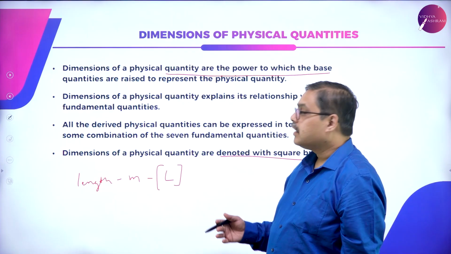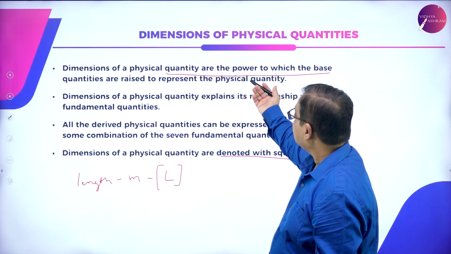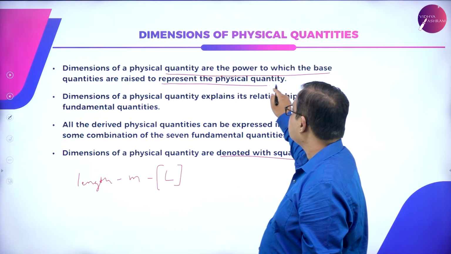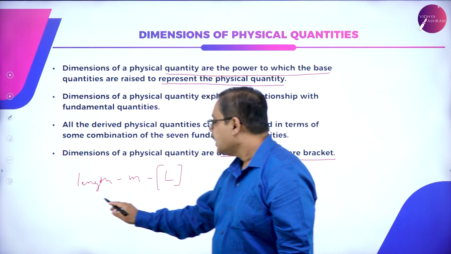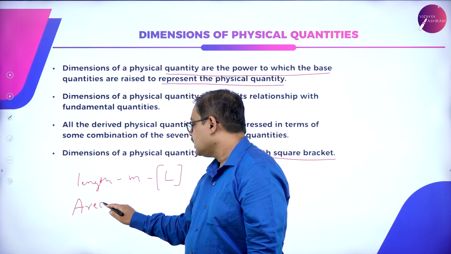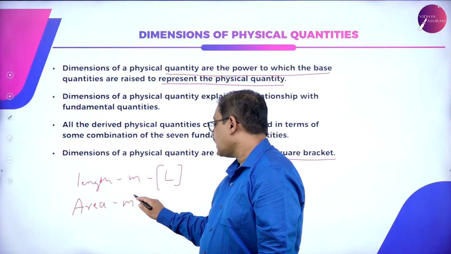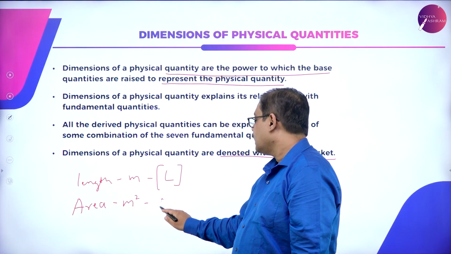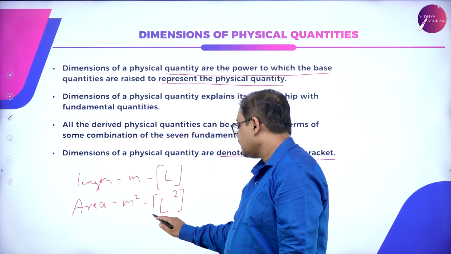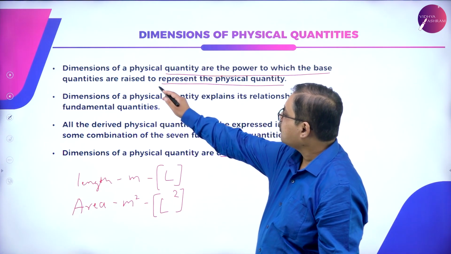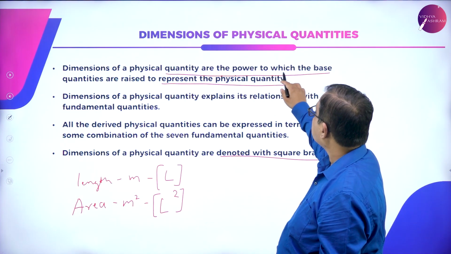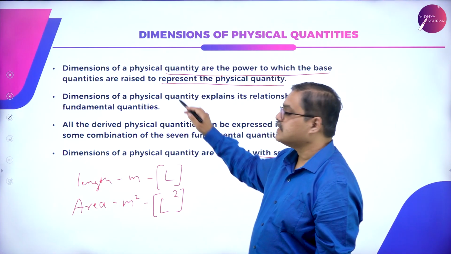Now I said that dimensions of any physical quantity are the power to which the base quantities are raised to represent that physical quantity. Meaning, suppose I have to represent the dimension of area. The unit is meter square. I am raising the base quantity to the power 2 so that I can represent area. Okay, this is what we said here. The dimensions of a physical quantity are the power to which the base quantities are raised.